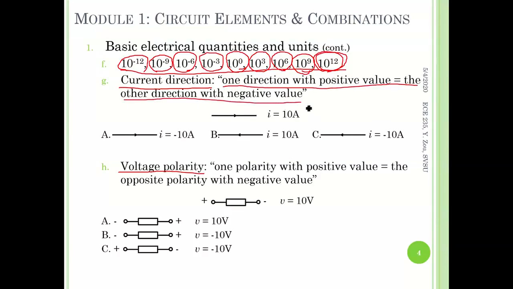So one direction with positive current value is equivalent to the other direction with negative current value. For example, we have a current flow from left to right. With this direction, the current is given as positive 10 ampere. Which of the following A, B, C is equivalent to this case?